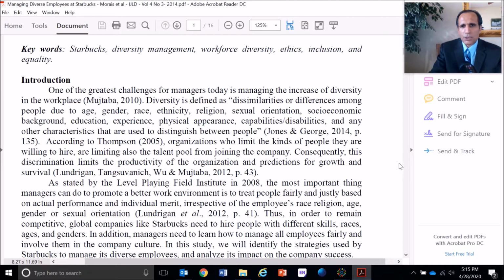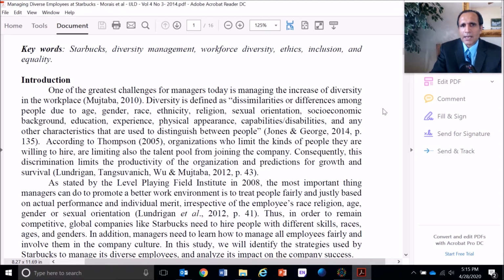So in the introduction part, you see here, let us look at one paragraph here. The introduction paragraph says that one of the greatest challenges for managers today is managing the increase of diversity in the workplace. You see, it is obviously supported by a source. That source is from 2010, and then this citation should have a full reference at the end of the article. So if you want to see whether this is a book or a journal article, you would have to go to the reference to see that reference.